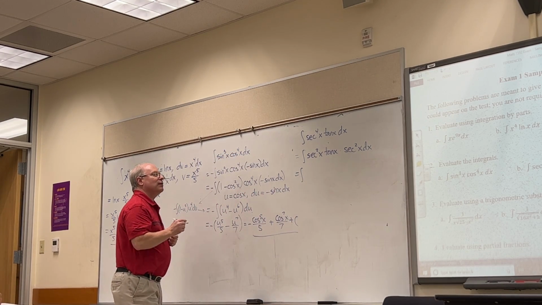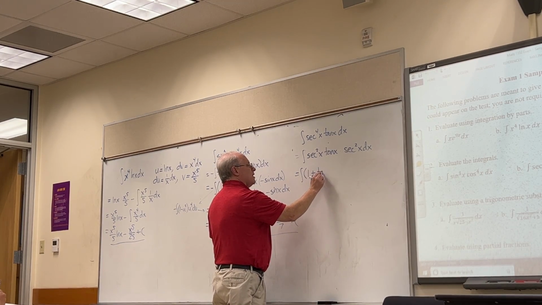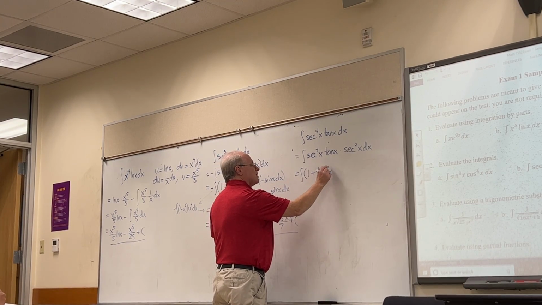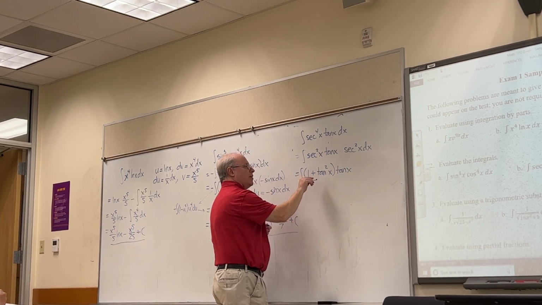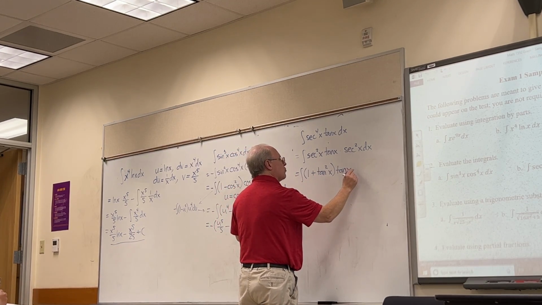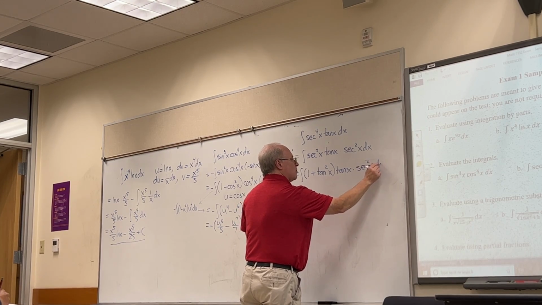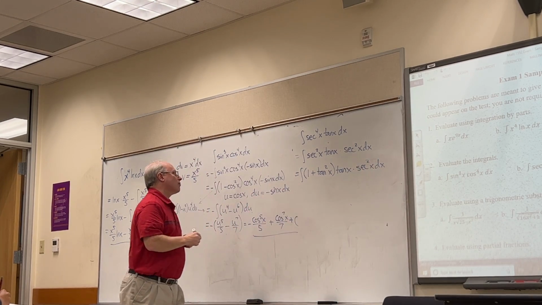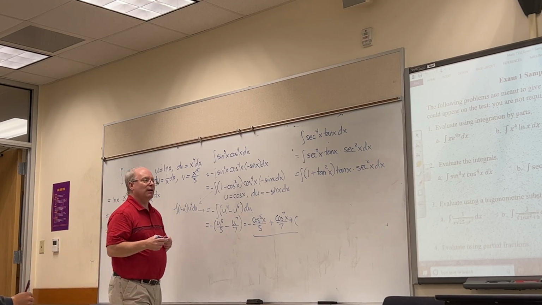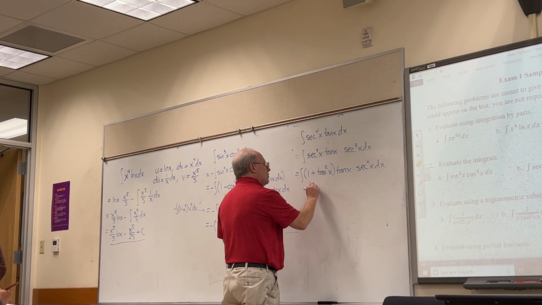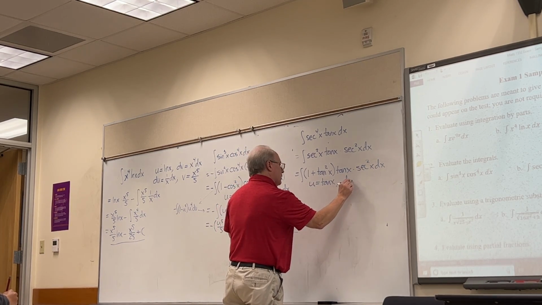1 plus tangent squared x? Right, secant squared of x is 1 plus tangent squared of x. All right, so we got the integral of 1 plus tangent squared of x times tangent of x times secant squared of x dx. So now what do we do? Replace tangent with u. Yeah, we can let u equal tangent of x, and then what's du?